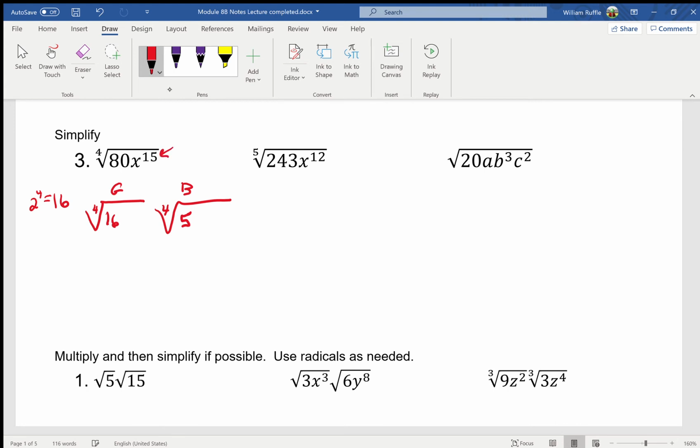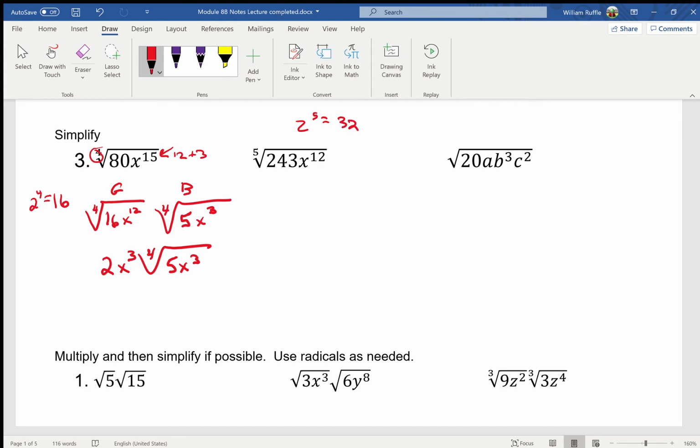Is 15 a multiple of 4? Well, no, it's not. What is the highest multiple of 4 that is closest to 15? The answer is 12. 12 plus 3 is 15, so I'm going to put x to the 12th and x to the 3rd. When I do my fourth roots, the fourth root of 16 is 2. 12 divided by 4 is 3. And the bad guys just stay inside of here. Alrighty, the fifth root. Oh my goodness. Now we've got to look at 2 to the 5th, which is 32.